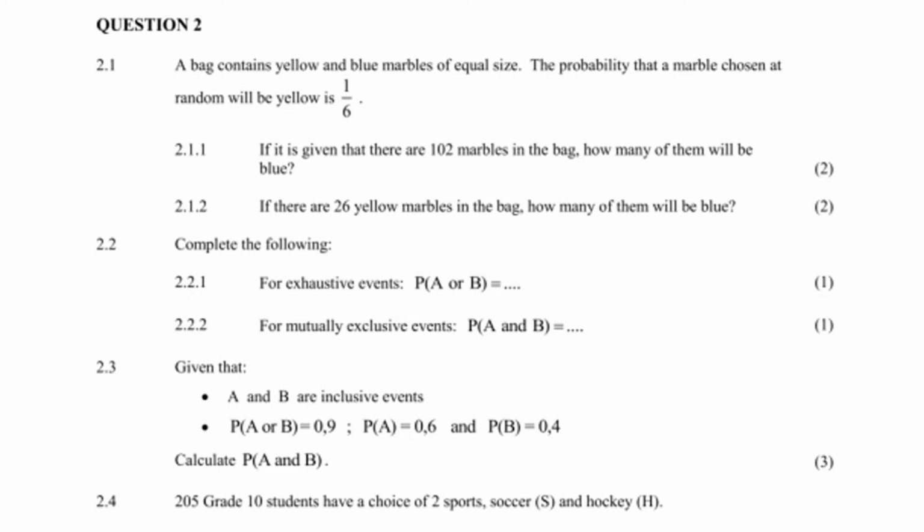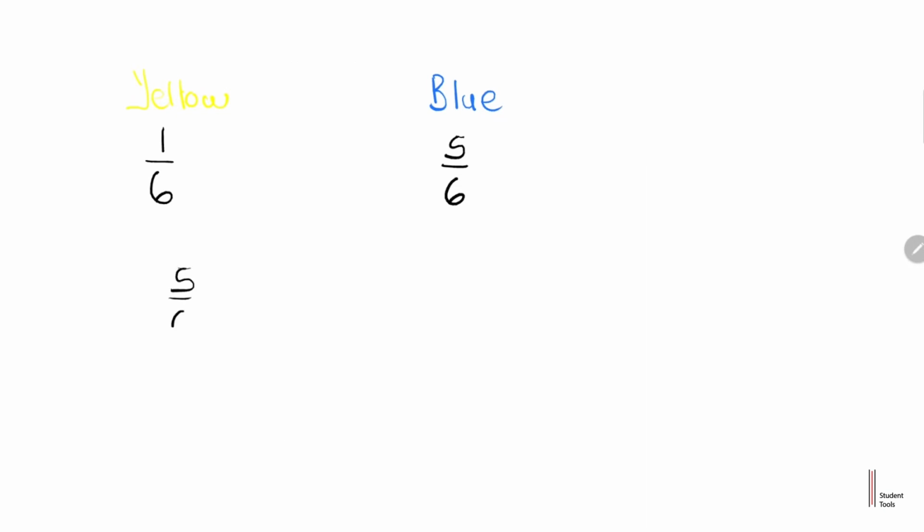How many of them will be blue? All right, so we will use the probability of the blue marbles. So the probability of the blue marbles is 5/6. And we will multiply that with the total amount of marbles that are in the bag. So that is 102. All right, so what is 5/6 multiplied by 102?